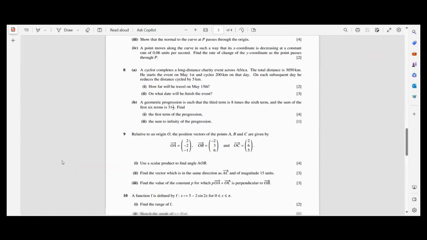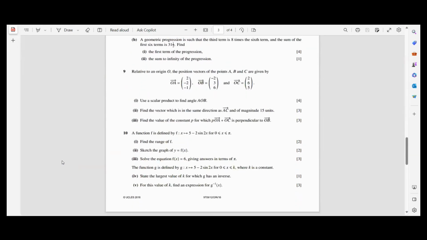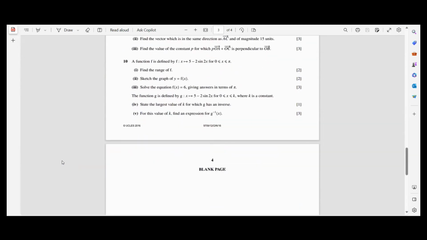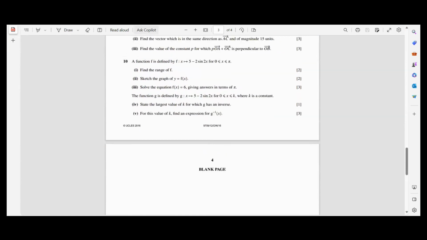For number 9, because this is factor, I will not discuss that. I will go directly to number 10. For number 10, it says we have the function f(x). Find the range of f. We have the domain 0 until pi, or 180 degrees.